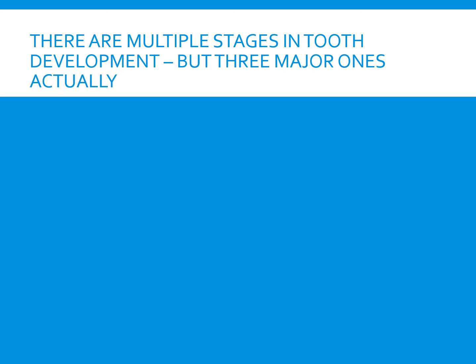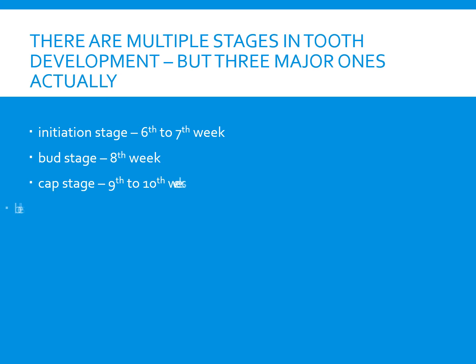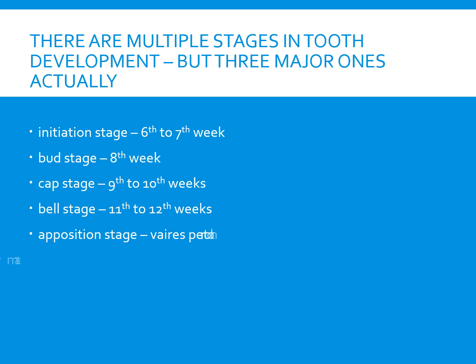There are multiple stages in tooth development, but three major ones. The initiation stage begins from 6 weeks of the embryo to the 7th week. The bud stage develops at 8 weeks of the embryo. The cap stage develops from 9 to 10 weeks. The bell stage is from 11 to 12 weeks of the embryo. The appositional stage varies per tooth. The maturation stage also varies per tooth.